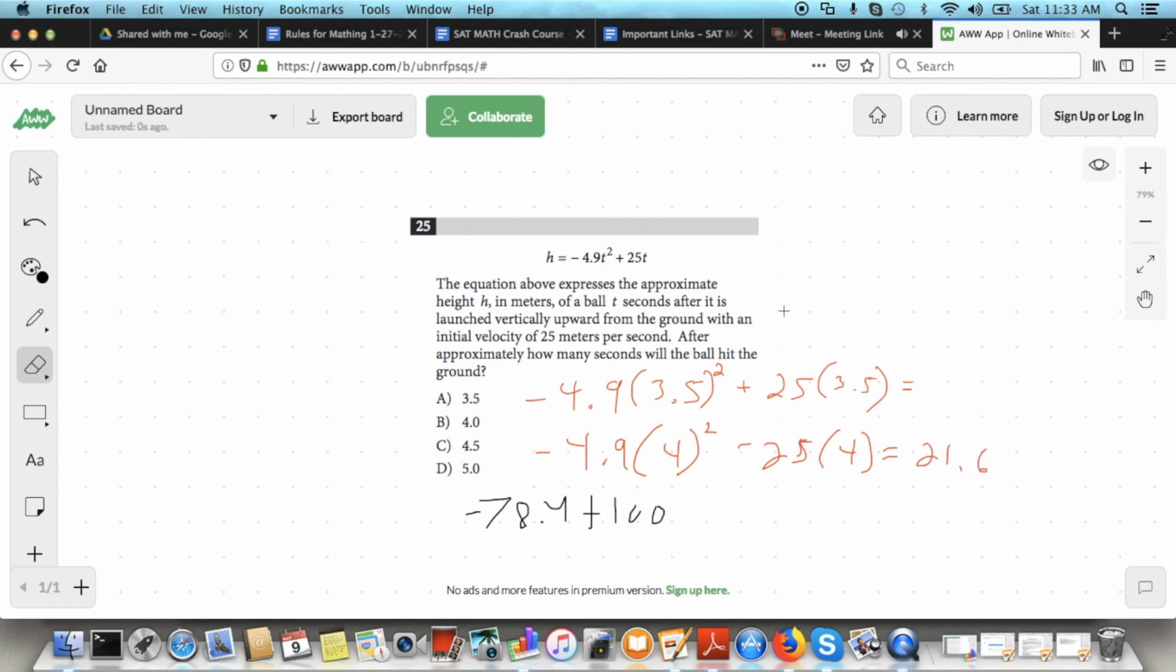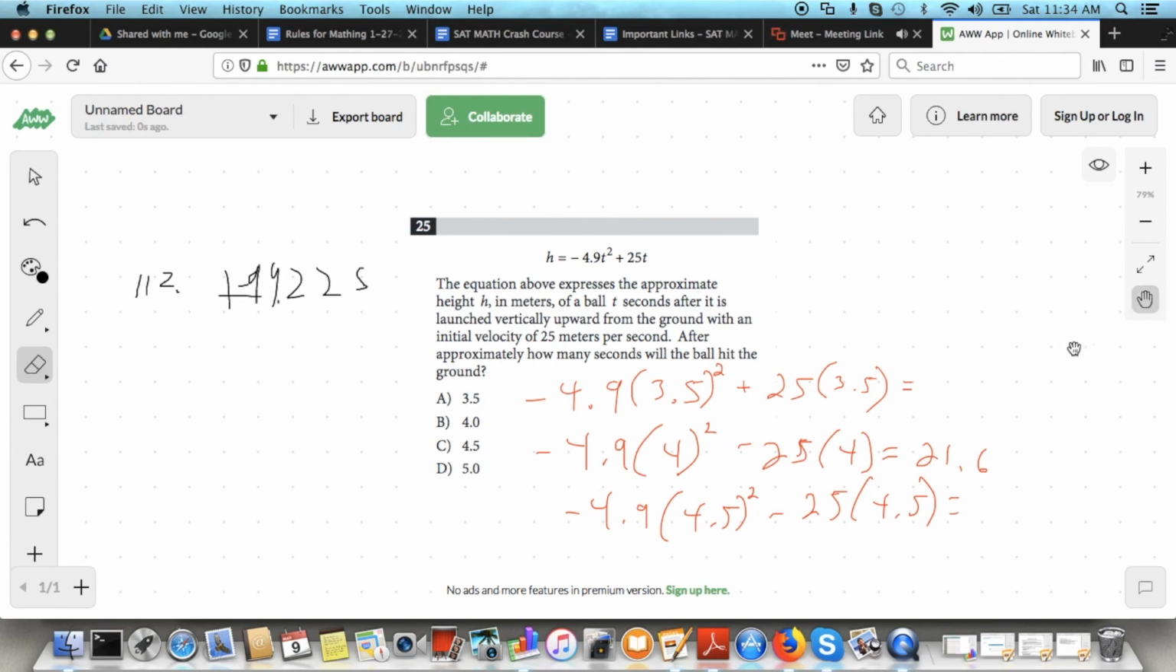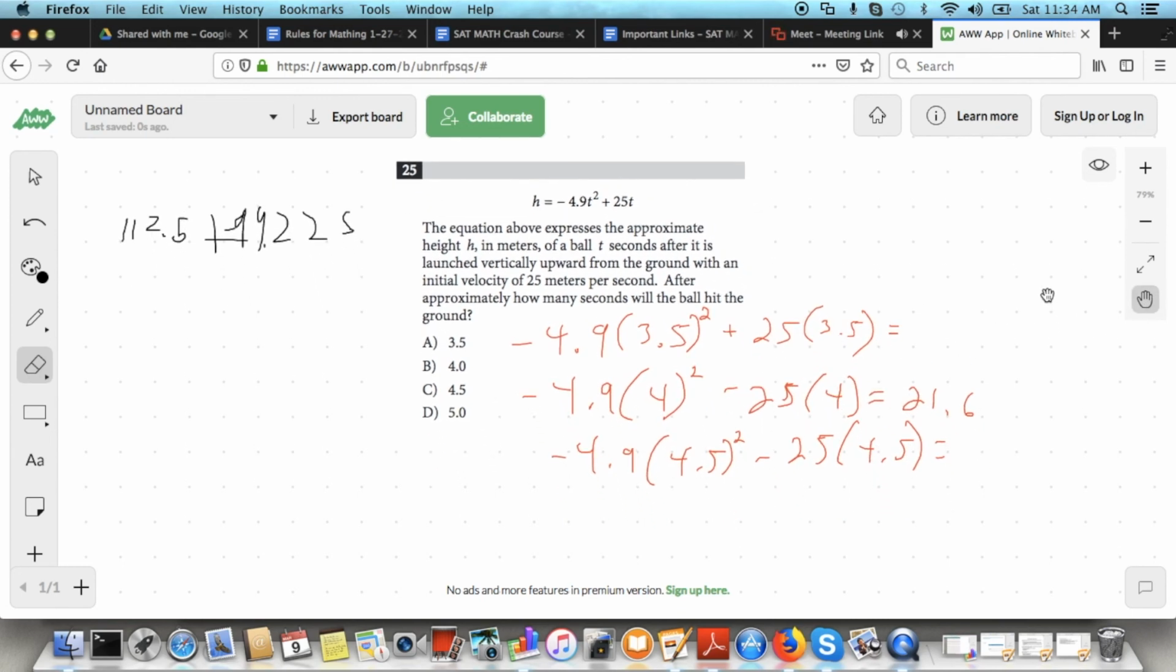Let's try C. All right. 99. So that sounds closer. What is that? 112.5 plus negative 99.225. And what does that give us? About 13. Okay, we're getting closer.